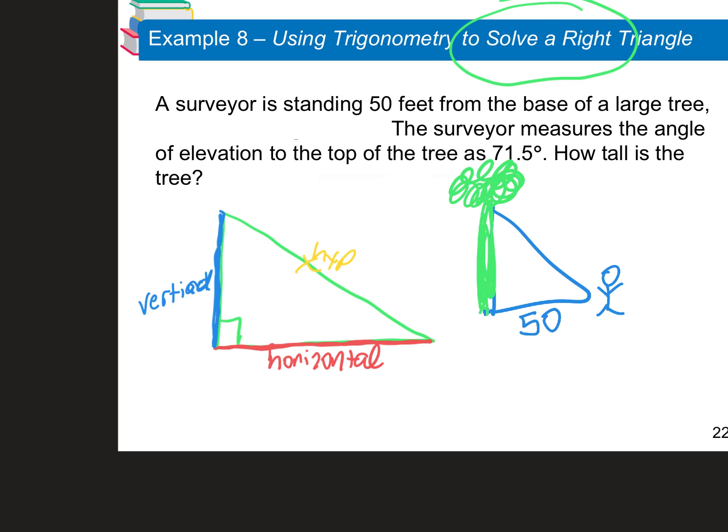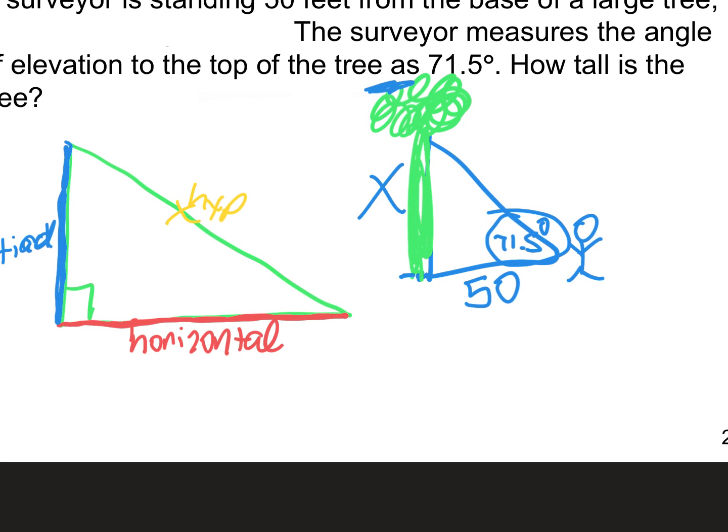He's on the ground looking up at an angle of 71.5 degrees. So there's my theta right there. How tall is the tree? I want to know how tall the tree is from the ground to the top. So I'm looking for the height of this tree. So in reference to the theta that they gave me, that angle of elevation, what is x? My x value is the opposite side, and my 50 would be my adjacent side. In reference to that 71.5, the opposite side is your x value, and the adjacent side is your 50.